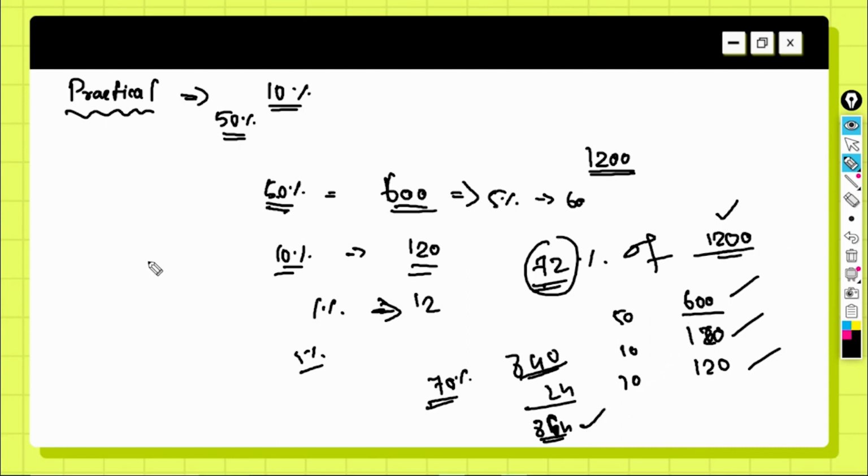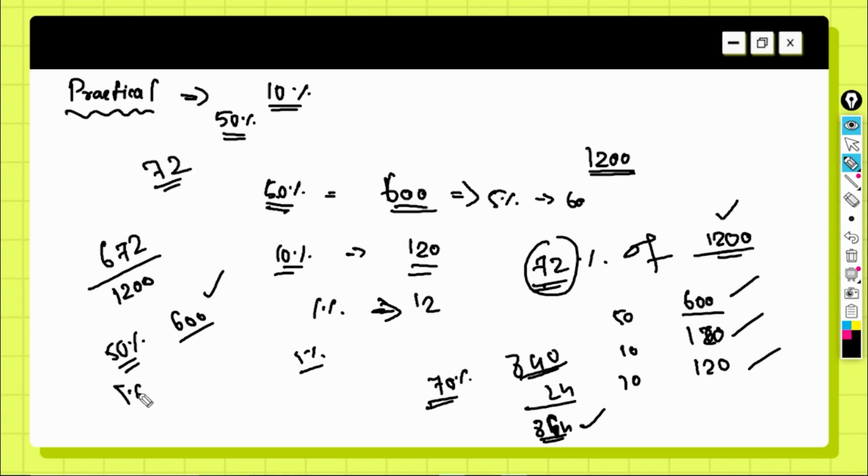If they ask you a question like this: I'm investing, let's say, 1200 in a bank and I'm getting 672 rupees. How much percentage is this? What is 50 percentage? It's 600. So the answer is going to be more than 50 percentage. And what is the extra value? 72. What is 5 percentage? 60. So 660 is 55 percentage. And how much more than this? 12. What is 1 percentage? 12. So it is 56 percentage.